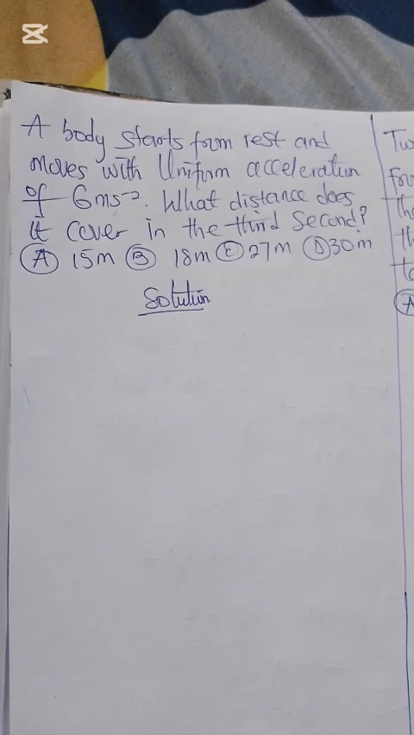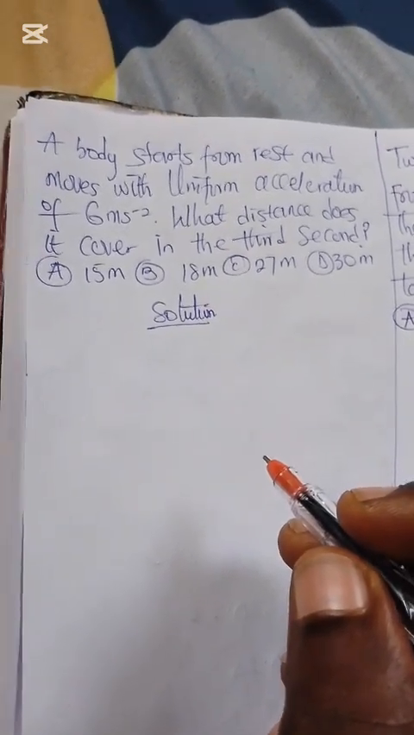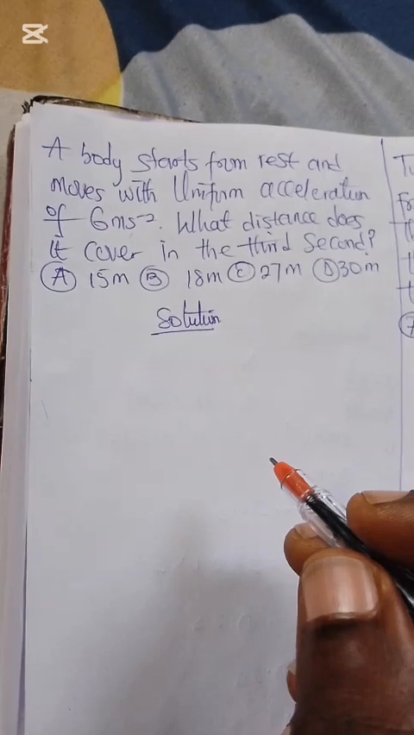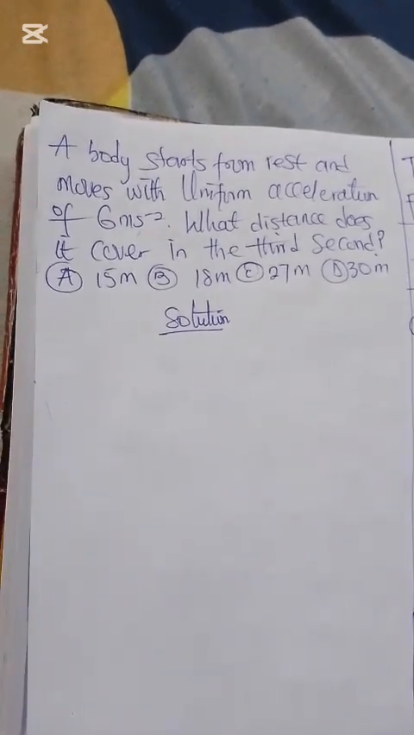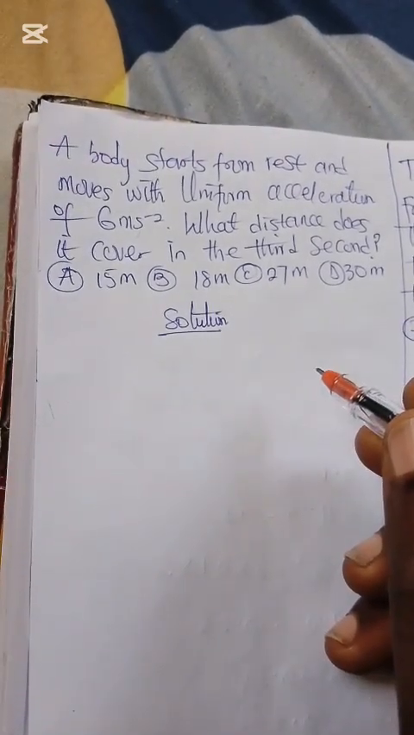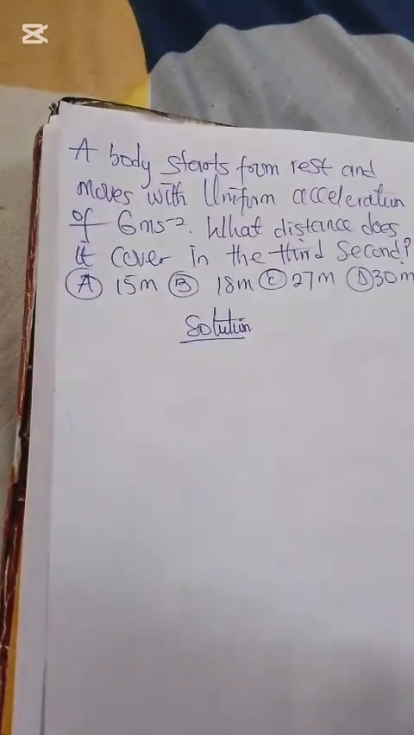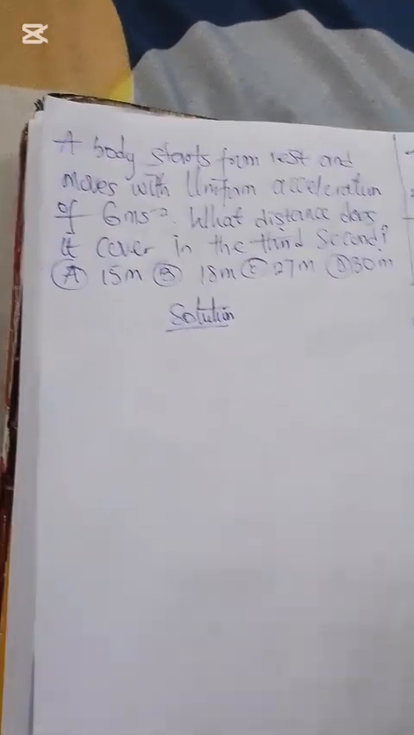This is a continuation of our class on motion. So we have a question here, and this question is a kind of question referred to as instantaneous speed or velocity. So the question says a body starts from rest and moves with uniform acceleration.